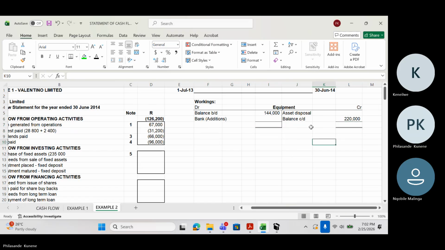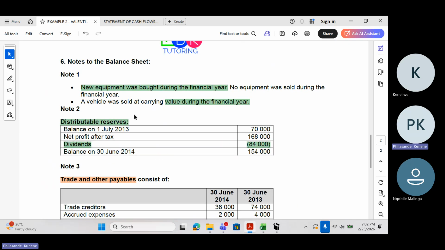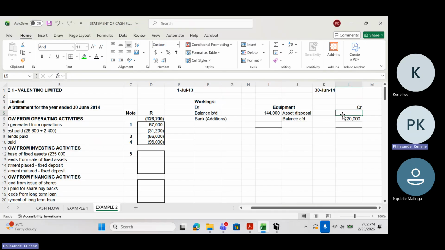Okay. So guys, asset disposal, we need to check how much we disposed for the equipment. They told us here that nothing was disposed. If you go to note number 1, new equipment was bought during the financial year. No equipment was sold during the financial year. So which means now our asset disposal will be 0 there.